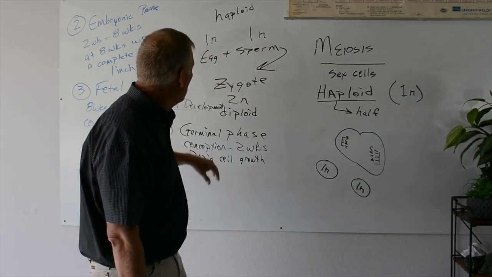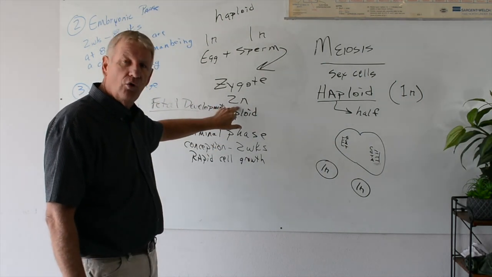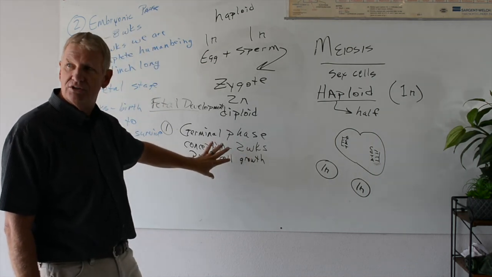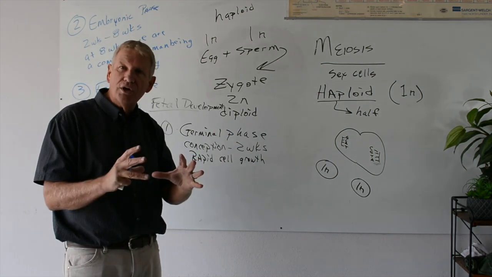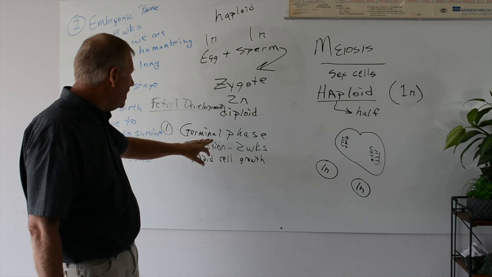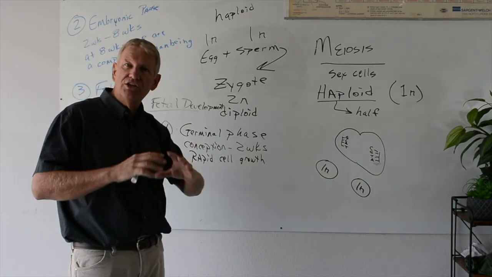All right. So what is the zygote? Is it haploid or diploid? It's diploid, and that's the whole deal, because now we begin the stages of birth and the stages of life. The germinal phase, what is it? Just rapid growing cells. It's a zygote, rapid growing cells. And then from conception to 2 weeks, they just grow fast.